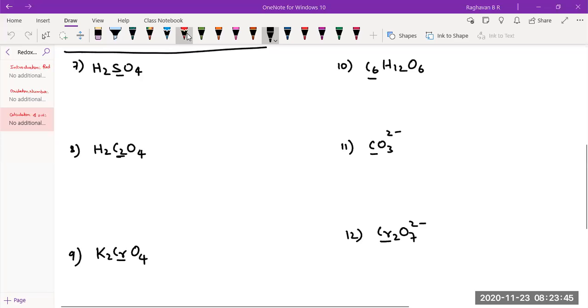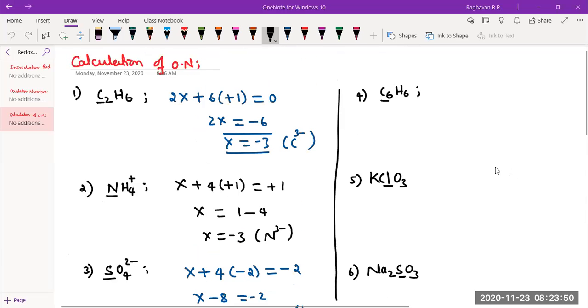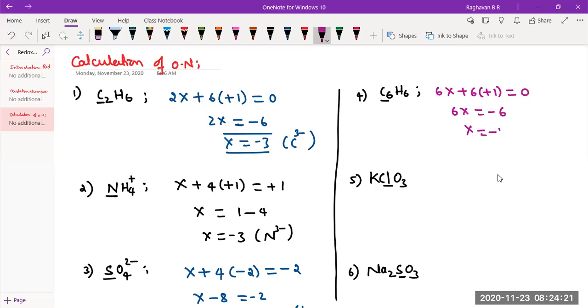Okay. Let us see how many of you have done correctly. What is the oxidation state of carbon in benzene? Sir, 1 minus. I need to keep 6 carbon as what? 6x plus 6 into plus 1 should be equal to 0. So 6x is equal to minus 6. x is equal to minus 1.